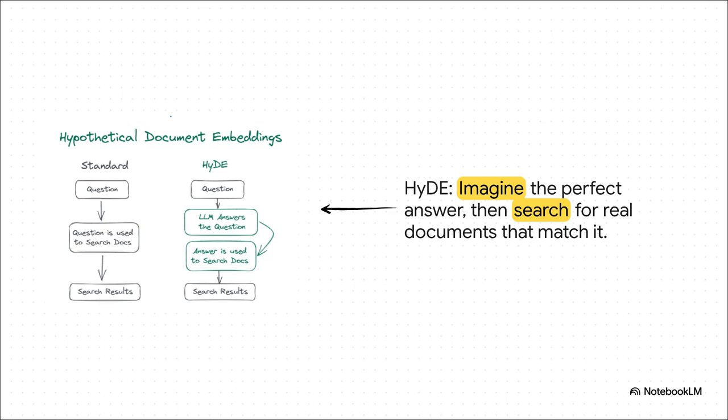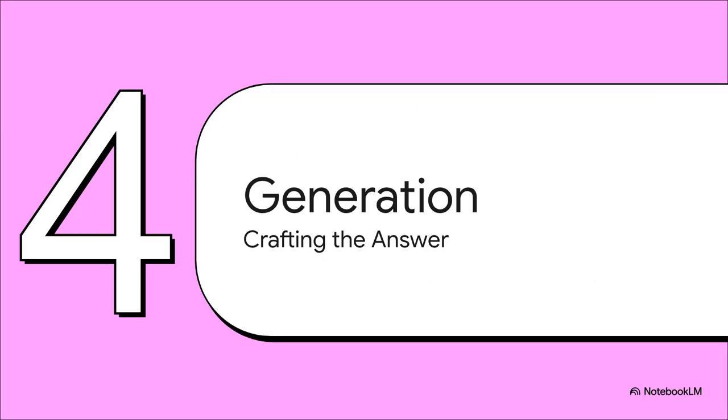Then you take that imagined answer and search for real documents in your library that look a lot like it. It turns out an answer is often more similar to another answer than a question is, and this little mind trick can dramatically improve your search results. Wild, right? So we've cleaned our data and we've found the perfect documents. We're pretty much done, right?